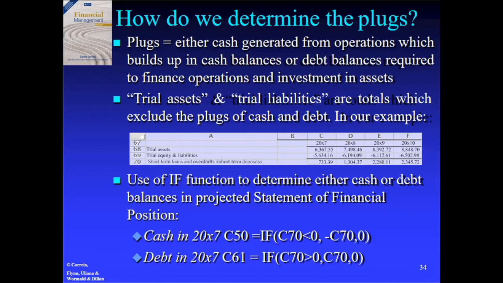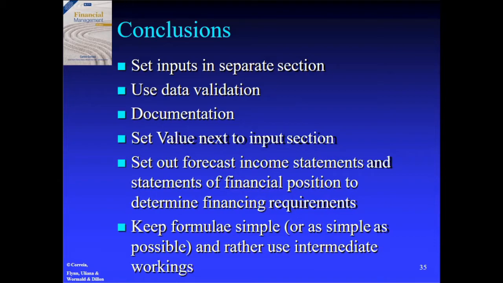So how do we determine the plugs? So the plugs will be either the cash generated from operations, which builds up in cash balances, or debt balances required to finance operations and investment assets. So if we have a look at the trial assets and trial liabilities in the textbook example, you'll see that these are totals which exclude the plugs of cash and debt. So also have a look at the IF function in Excel to determine either the cash or debt balances in the projected statement of financial position. So have a look at the example in the textbook, as this will give you more information.